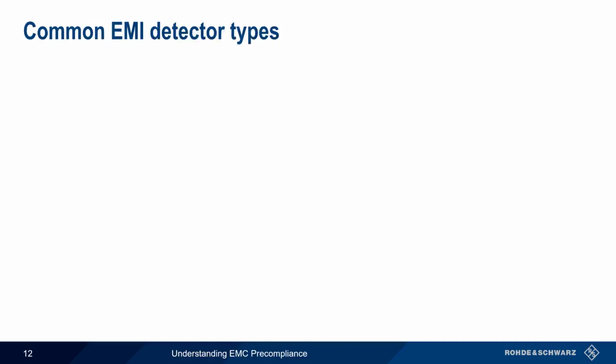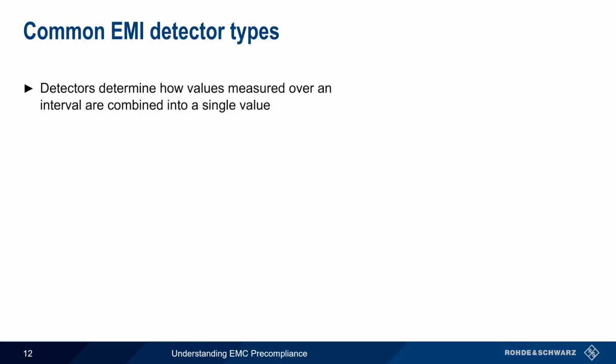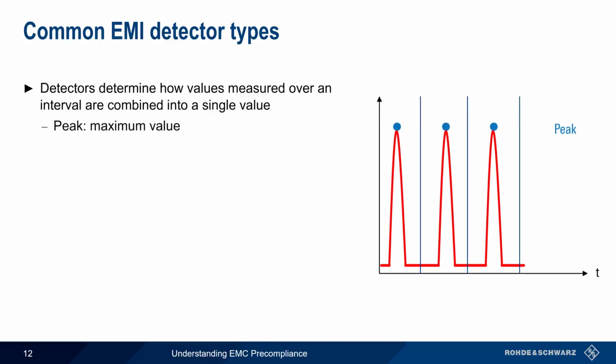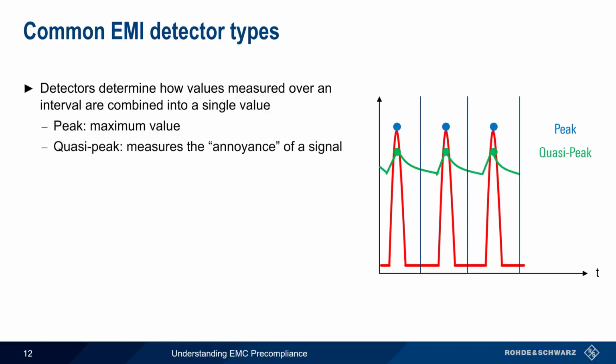It might be helpful to pause for a moment to explain these different detector types and their role in compliance and pre-compliance testing. Detectors determine how multiple measurements made during a time interval are combined into a single value. For example, if the measured signal is pulsing over time, and we calculate results over these intervals, the resulting values will depend on the detector type. For the peak detector, the maximum value is chosen. The quasi-peak detector, on the other hand, measures the annoyance of a signal using a type of charging and discharging behavior. And the average detector simply yields the average value over each interval.